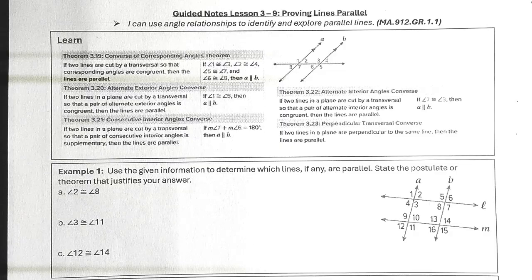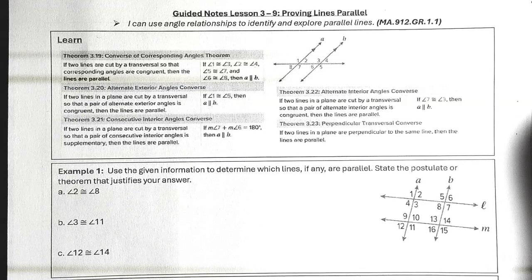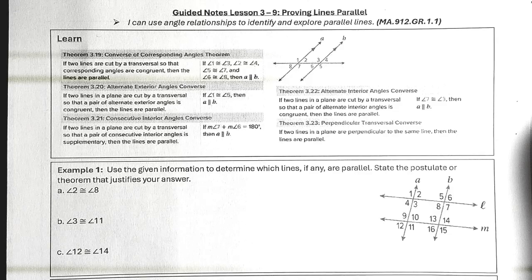In 3-7 we talked about parallel lines and transversals. So the lines were parallel, and we talked about the relationship of the angles. In this video, we're going to use the relationship of the angles to prove that the lines are parallel. So it's the converse to 3-7. All right, so we'll have some theorems at the top of the page, and then we'll go into some practice.